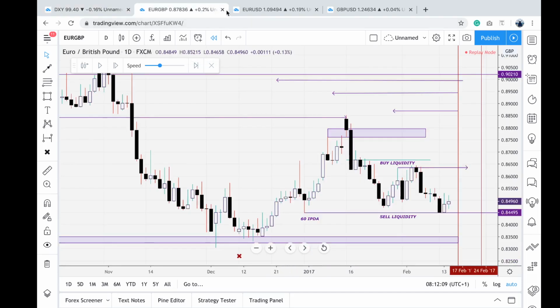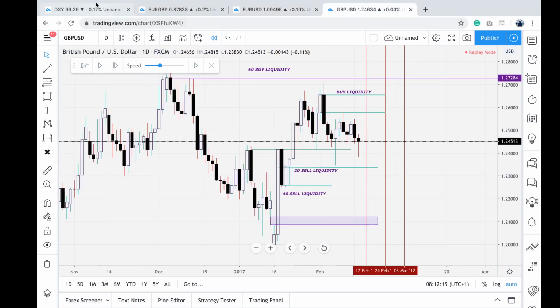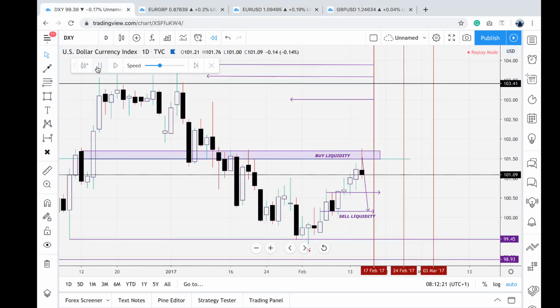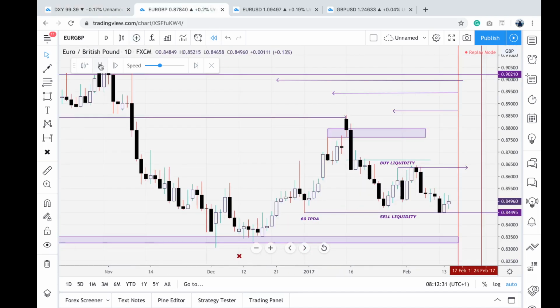EURGBP, we're leaving this, we're staying out of this, as I can't really say anything in the market currently. EURUSD, we're looking for a bullish move. GBPUSD, we're not trading that. So let's see what the DXY actually does. All right, so we've met our first target on the sell side. This is actually Thursday's candlestick.